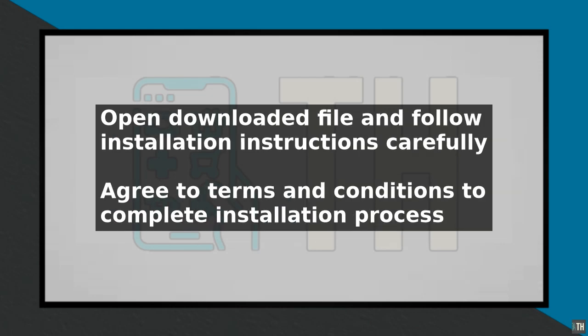Once the download is complete, open the file and follow the installation instructions. You will be asked to agree to the terms and conditions. Then the app will be installed on your computer. After the installation is complete, open the Robinhood app and log into your account.